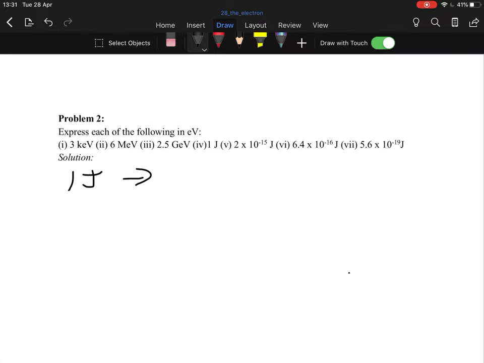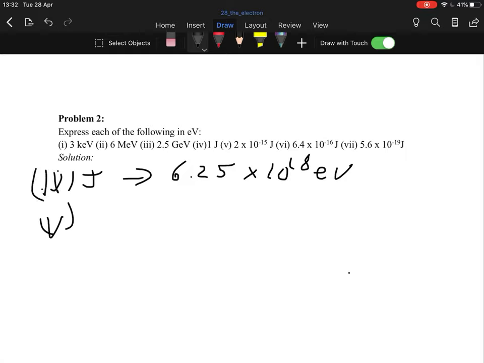So I'm going to rub that out, just give you a few answers so you can practice them. One joule should work out to be, what did I get there? When you divide 1 by 1.6, 6.25 by 10 to the 18 electron volts. So that's part 4.